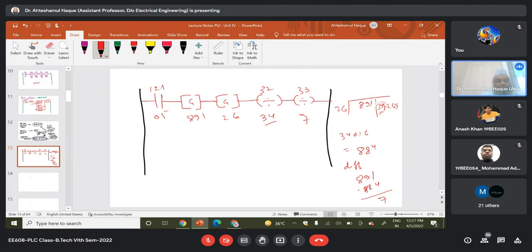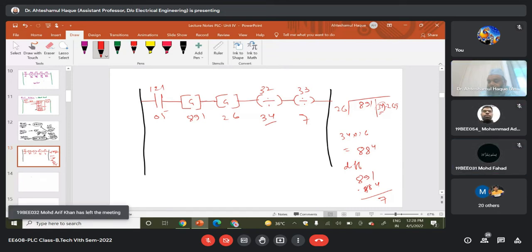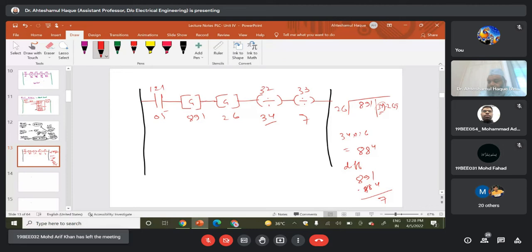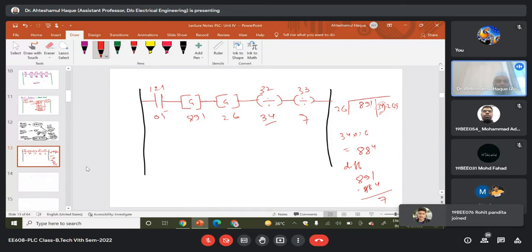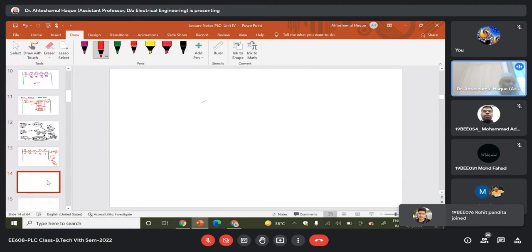ठीक है जी. This is as simple as this. किसी को कोई डाउट यहाँ तक? हाँ सर. No, sir. Okay. This is very straightforward. अगर आपको concept clear है तो आप you can move along.